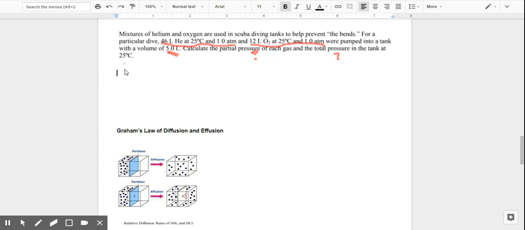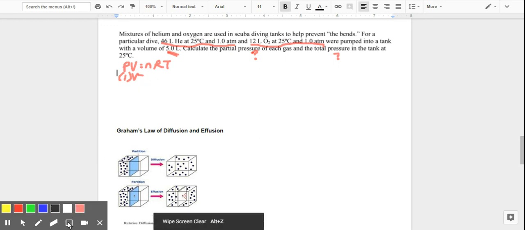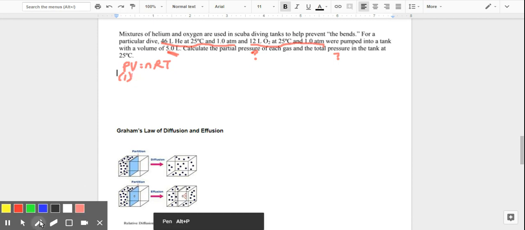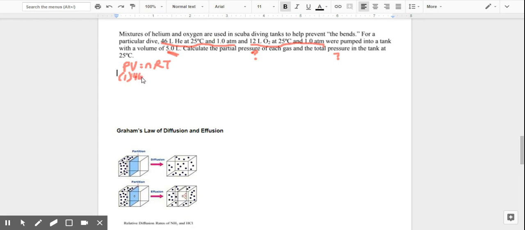So I use PV equals nRT, and I plug in all of the information given. So my pressure is 1. My volume is what I'm solving for. I'm sorry, your volume is not what you're solving for. Your volume is given to you at 46 liters. My bad. So 46 is what you put in here.